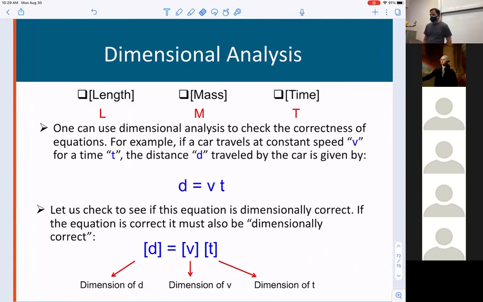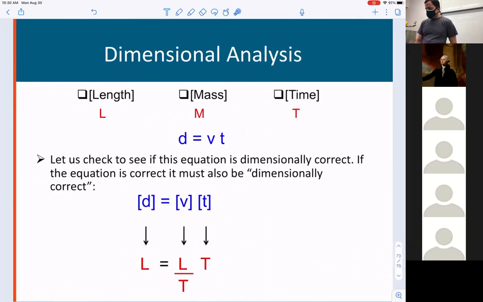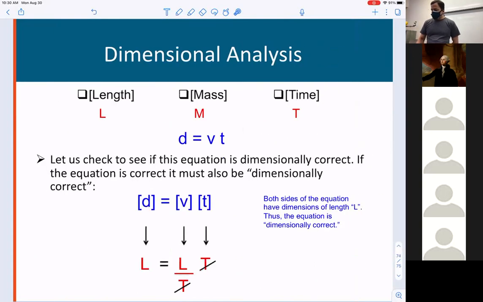To check the dimensions, it must be true that the dimensions of distance equal the dimensions of speed times the dimensions of time. The dimensions of distance is just length. The dimensions of speed is length over time. And the dimensions of time is just time. So you see that the time dimension cancels out, and the left side has dimensions of length, and the right side, in fact, has dimensions of length as well.